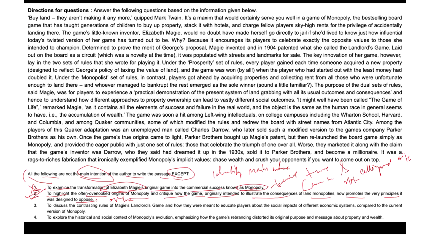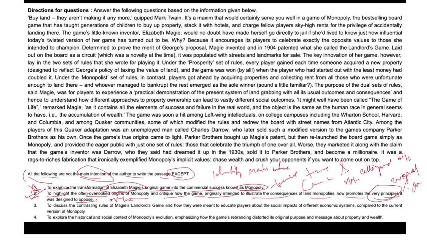So the author wants to bring attention to the overlooked origins of Monopoly and critique how the game now promotes the very principle it was supposed to oppose. So this is aligned with the passage's primary focus because it accurately reflects the author's main intention to highlight the ironic transformation of Monopoly and to critique how it now embodies principles opposite to those intended by its original creator, Elizabeth Magie. The other options touch on an element of the passage but miss it, right?